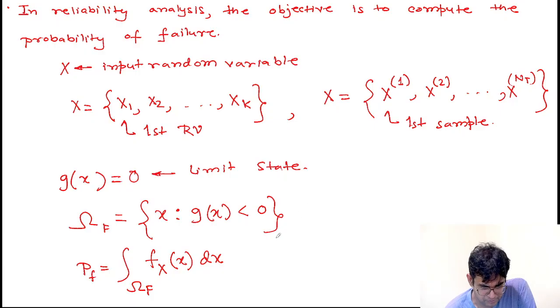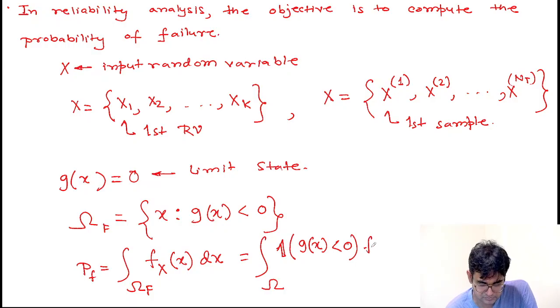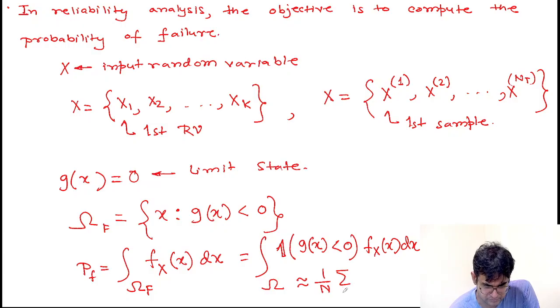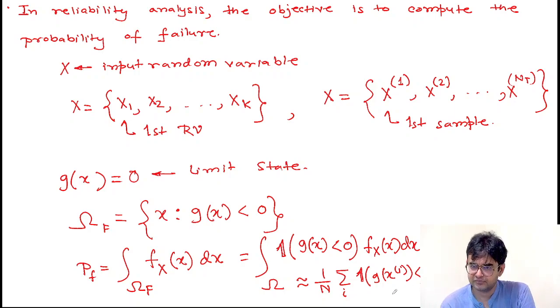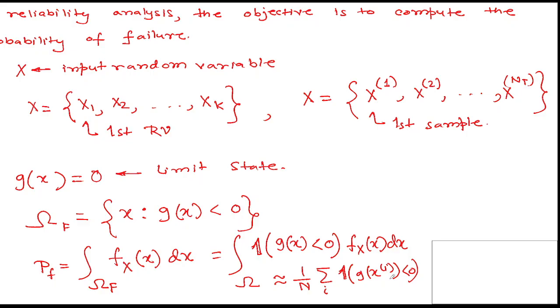Okay. And now we also know that we have already discussed this is equal to the integral of the indicator function g(x) less than 0 times f_X(x) dx, which using the law of large numbers you can approximate as 1 by n summation over i equal to 1 to n of the indicator g(x_i) less than 0, where x_i is a sample drawn from the PDF f_X(x), right? All of this we have discussed.